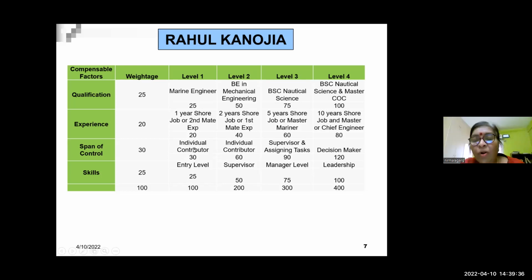So individual contributor, okay. Here individual contributor plus something else you want to add, then you get 60 points. All right. But if it is just individual contributor, you need to clearly define those definitions. Got it? Sure, ma'am. Got it. Not have overlaps. Are you understanding the logic, Rahul? Yes, ma'am.